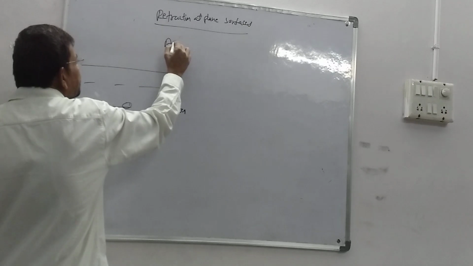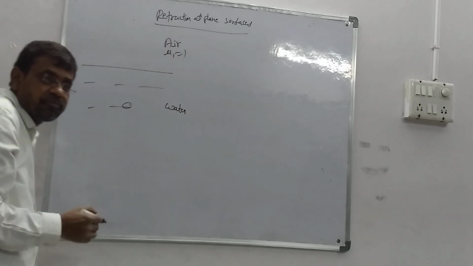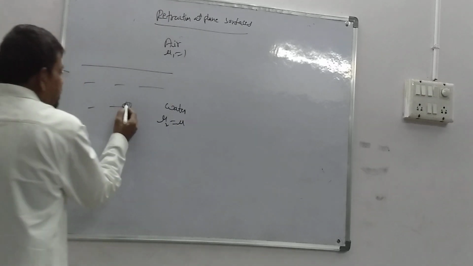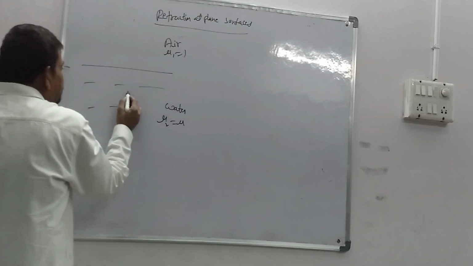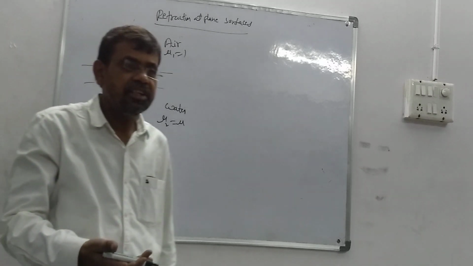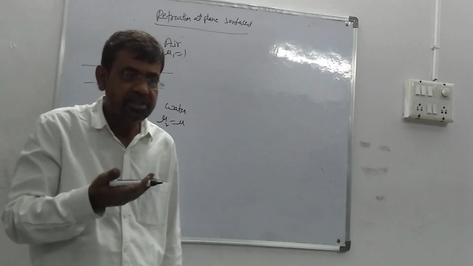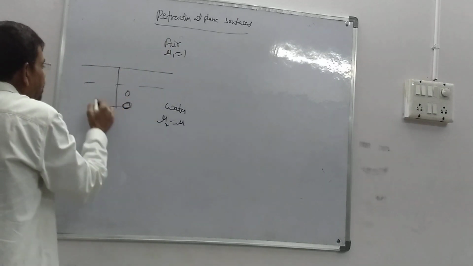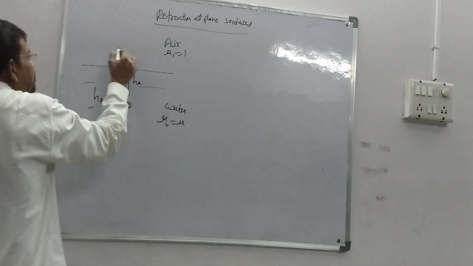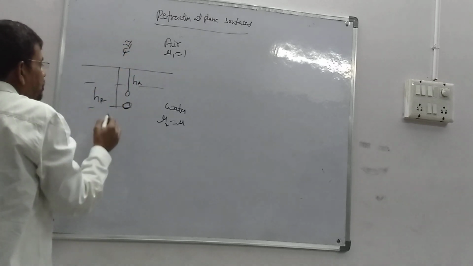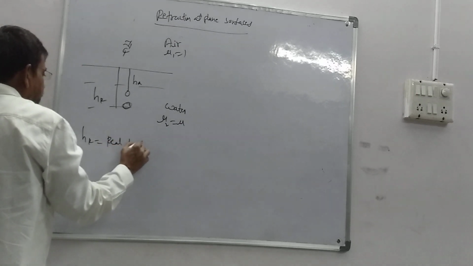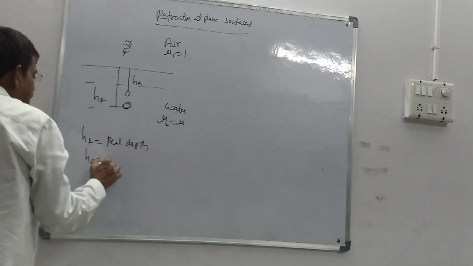What is the refractive index of air? 1. Refractive index of the water I am taking as mu. Now, actually this is the position of the coin, but it is appearing to us here. When we are observing vertically, this is the actual position and it is appearing here. So this is called real depth, and this is apparent depth, when we are observing from here.